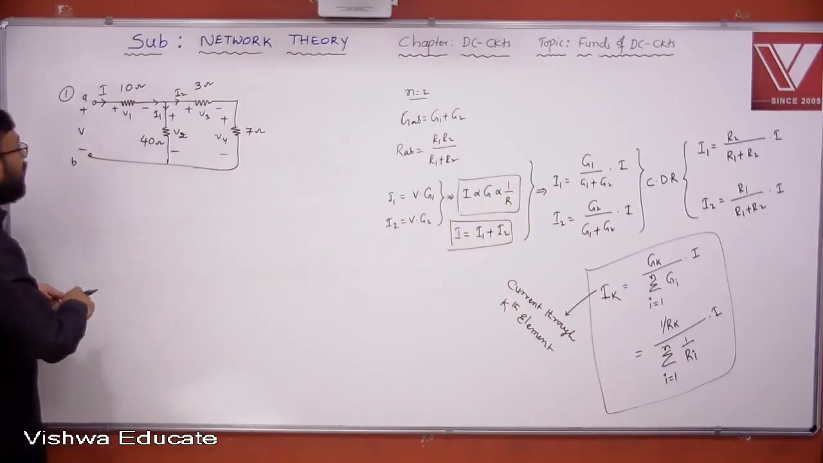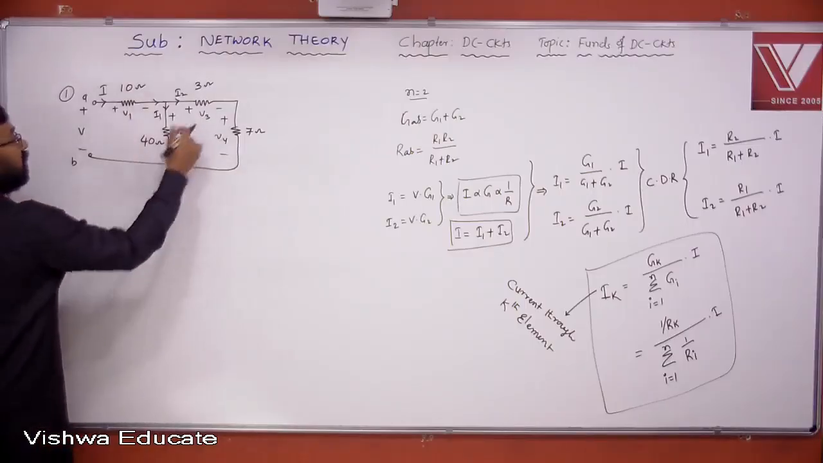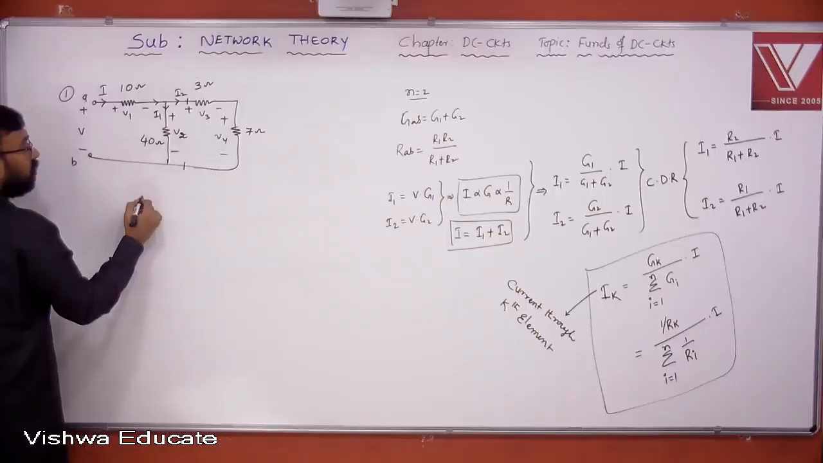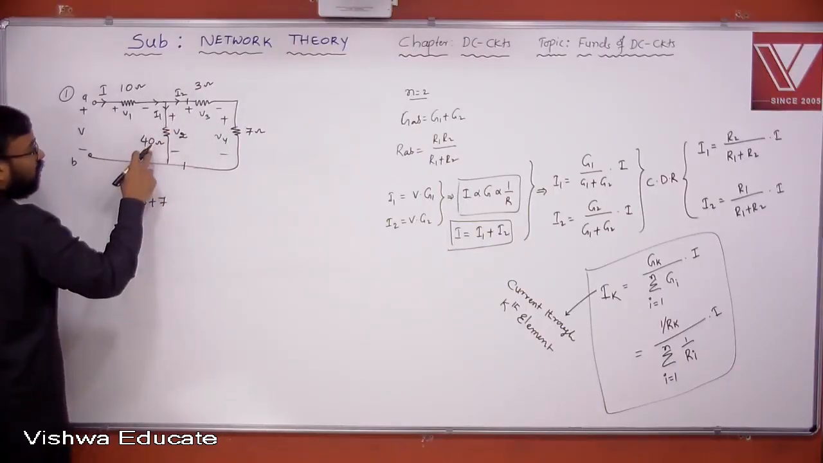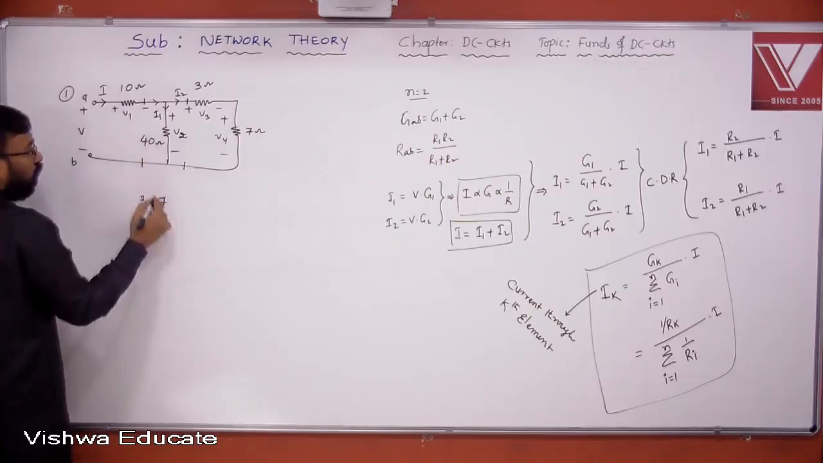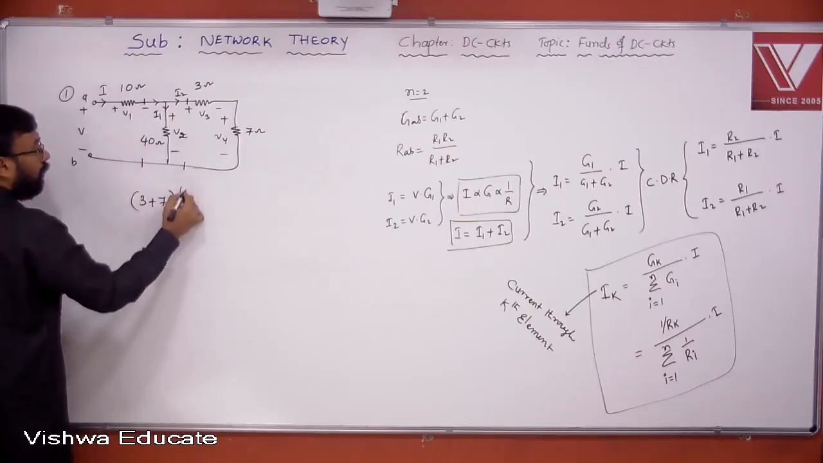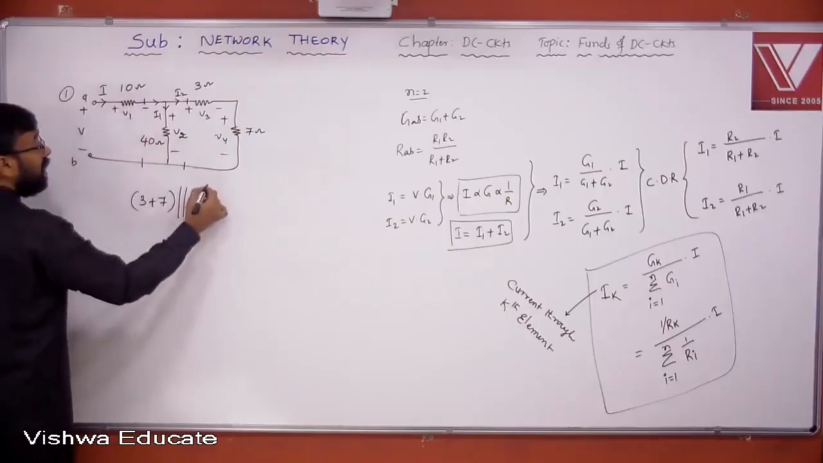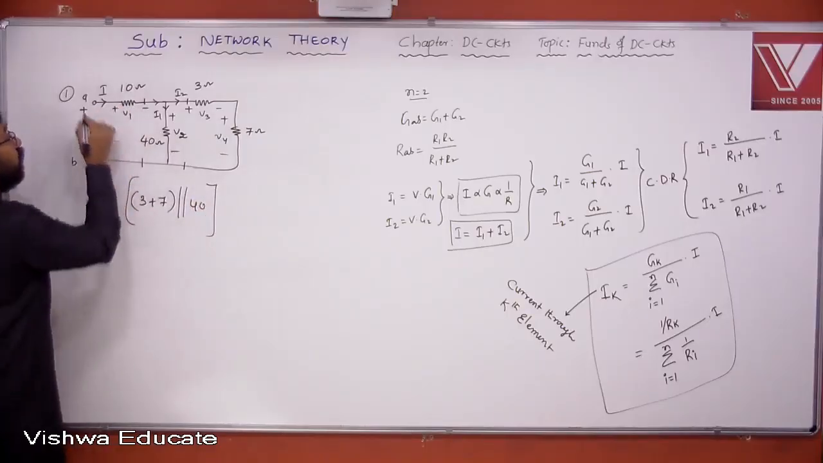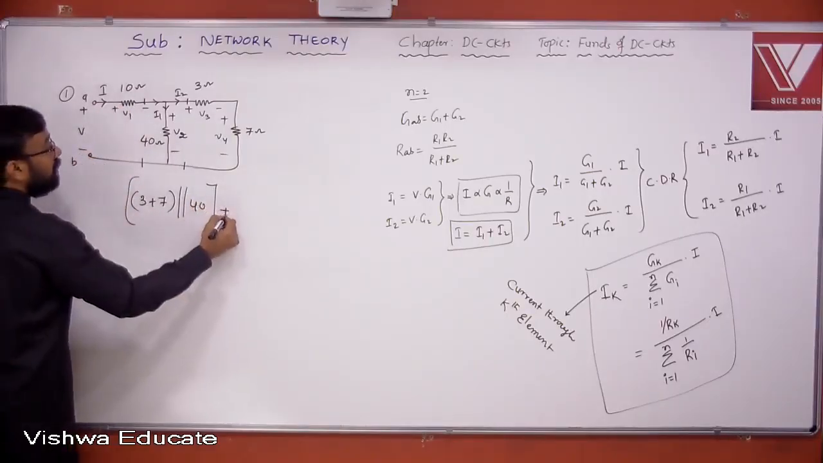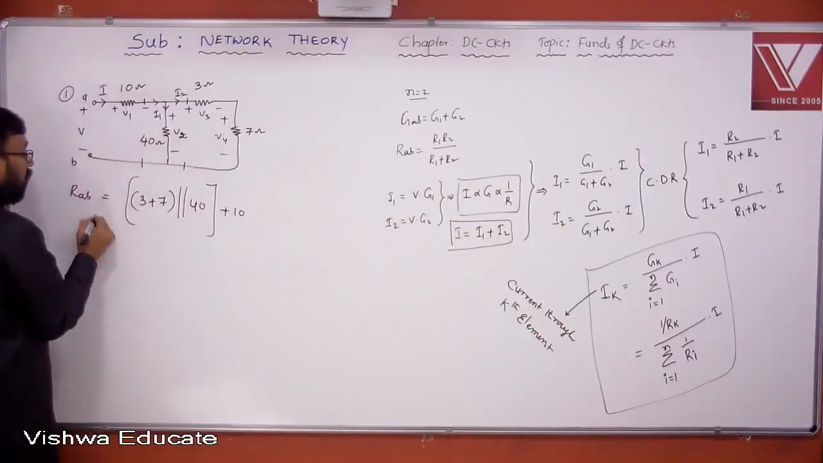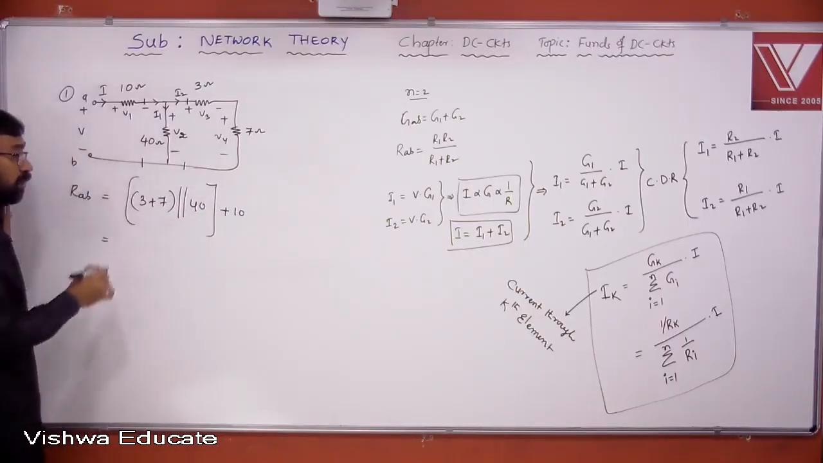Okay, so look at this now. We come from the rightmost. 3 and 7 are in series with respect to these 2 points. So 3 plus 7. And this result is parallel to 40 with respect to these 2 points. Parallel to 40. And this result is in series with this 10 with respect to the AB terminals. Plus 10. That's it. This is what? RAB. Total resistance or input resistance, both are the same.